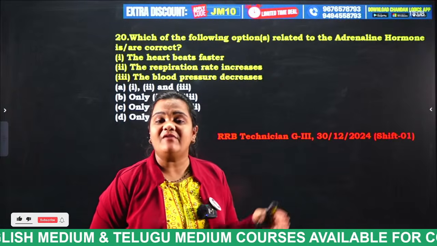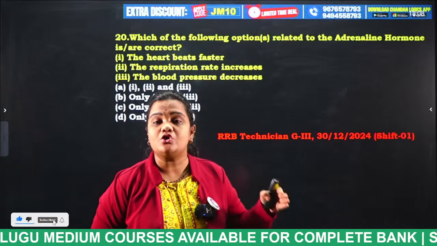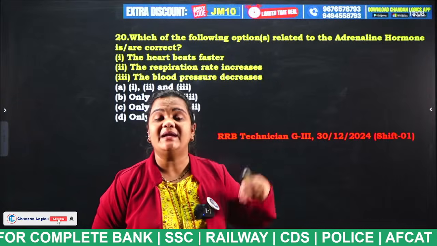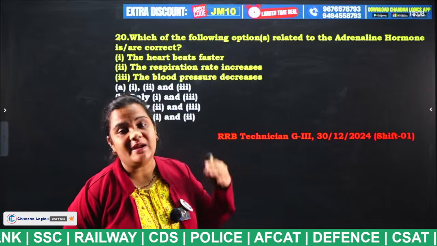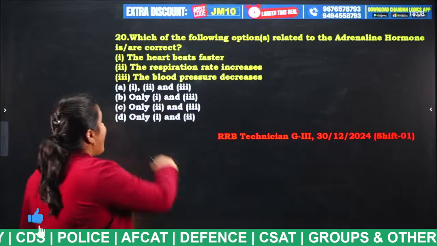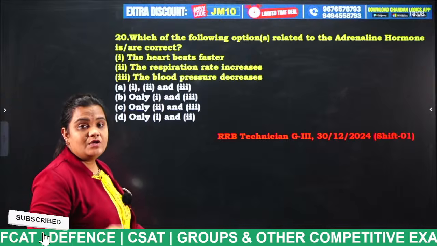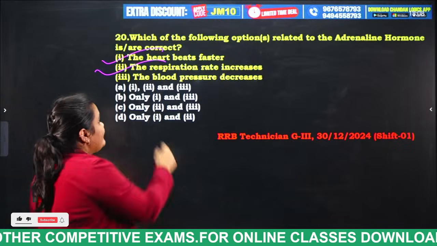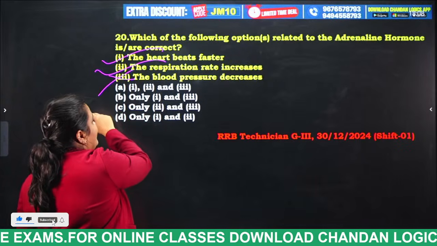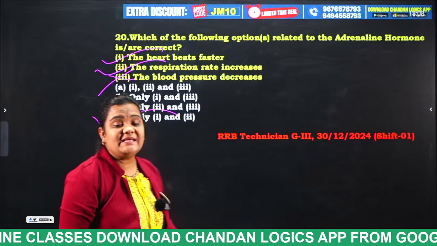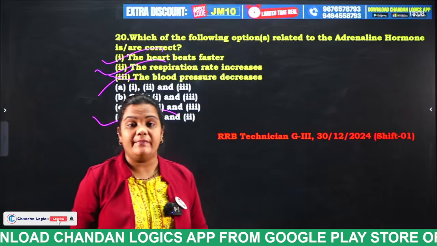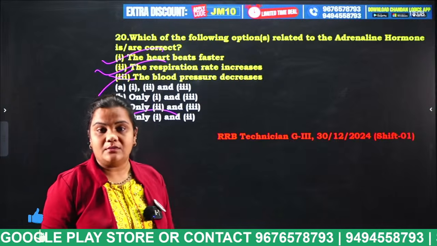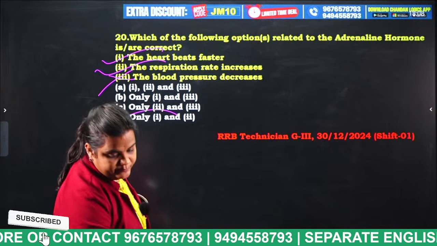This adrenal gland will release the adrenaline hormone, which is also known as the fight and flight hormone. When a sudden action or sudden reaction happens, this type of hormone will be released. So if this hormone is secreted, what things happen in our body, students? Our heart beats faster, our respiration rate increases, but the blood pressure does not decrease. So what is the answer? Only 1 and 2. Blood pressure is controlled by the medulla oblongata, but not by the adrenaline hormone. Okay. Next.